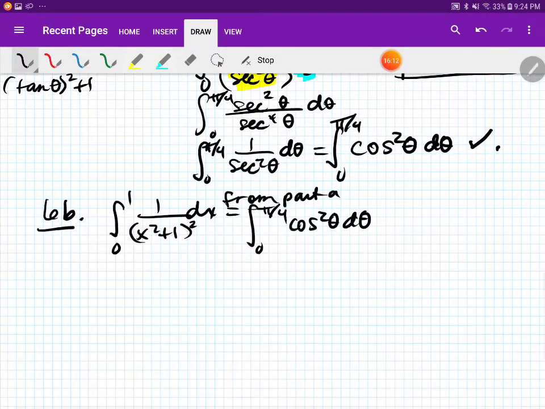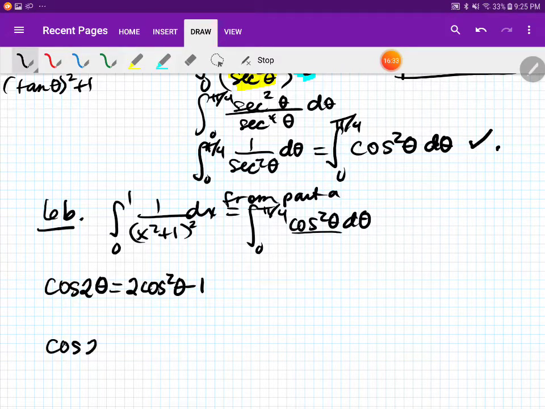Now in the formulae, they don't actually have the cosine 2 theta formula, but this is the formula you're going to look for, cosine 2 theta. Cosine 2 theta has two formulas. There's 2 cosine squared theta minus 1, or cosine 2 theta equals 1 minus 2 sine squared theta. Those are in the formulae, so see if you can find them.